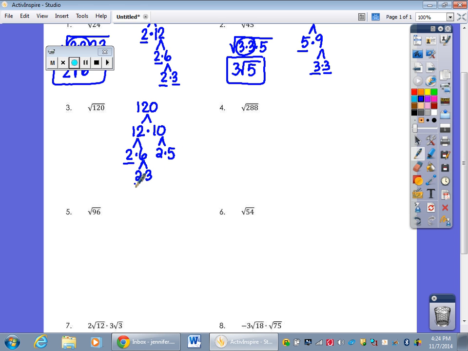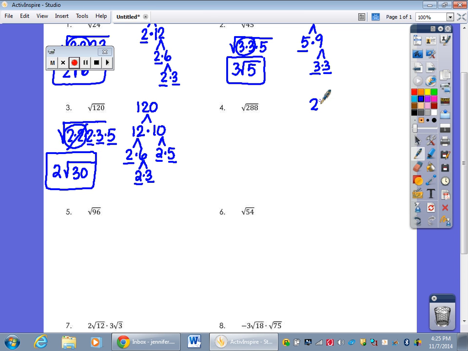And so all of your prime numbers are what make up 120. So that would be 1, 2, 3 2s, a 3, and a 5. So 2 times 2 times 2 times 3 times 5. So we only have one couple in all of that mess. This comes out and becomes a 2. And then inside you have 2 times 3, which is 6, times 5, which is 30. So this would be 2 radical 30.